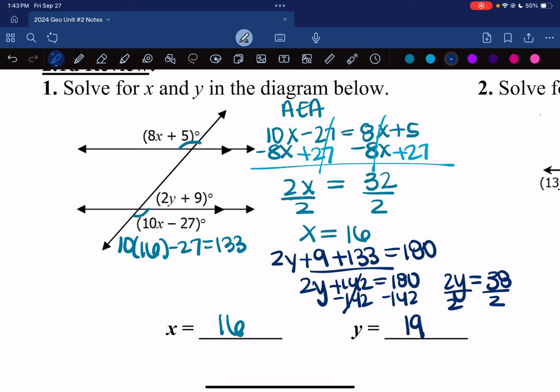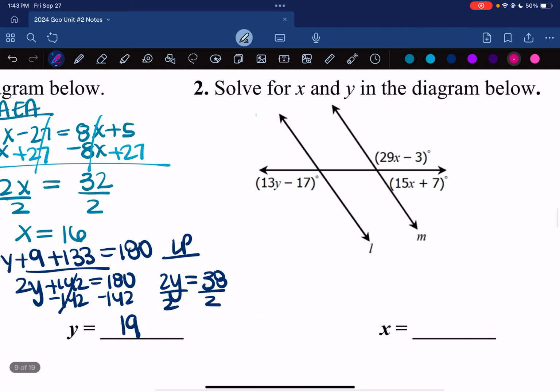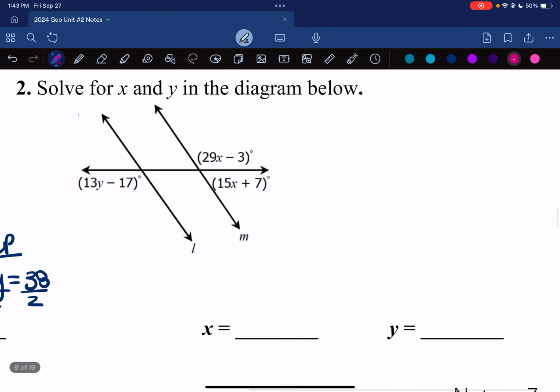So for that, we used that the angles were a linear pair, and the top one we used that they were alternate exterior angles. Okay, number 2.